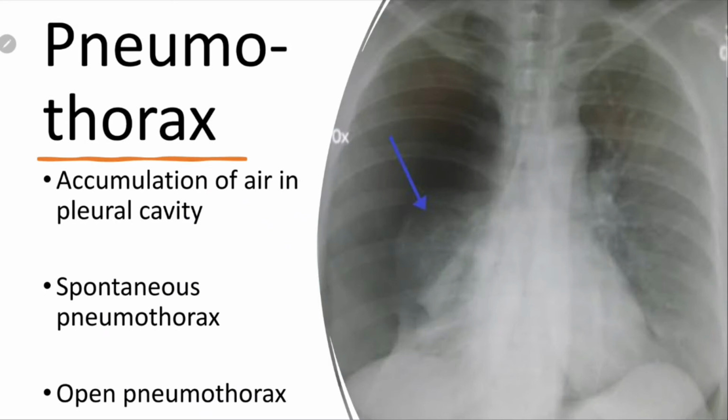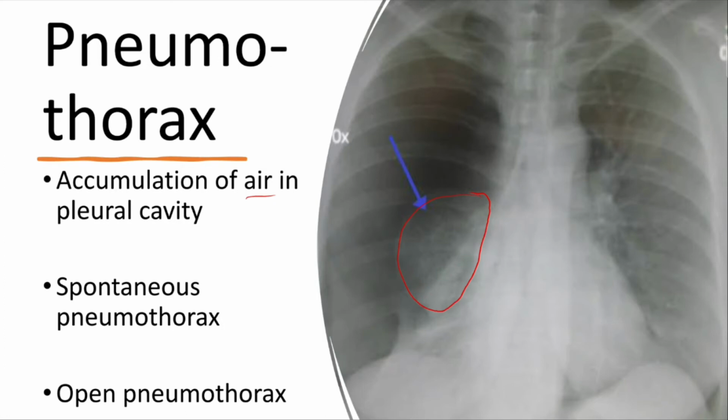Next is pneumothorax. Accumulation of the air in the pleural cavity is called pneumothorax. Now it can be spontaneous or open. In this radiograph, you can see this part. This is filled with air. Then you have spontaneous pneumothorax.